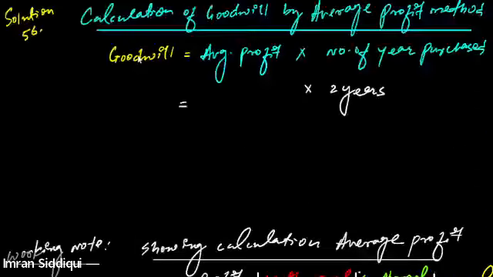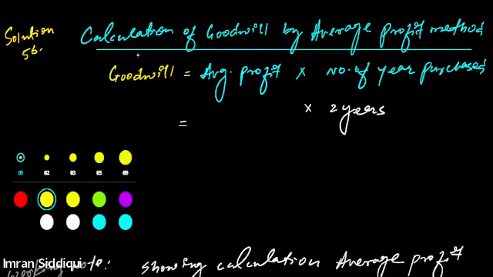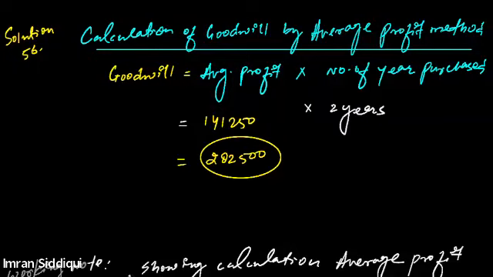Okay, now we'll go to our main working area and write down 141,250 into 2. So the value of the goodwill will be 2,82,500. Yes, sir. Got it? Is this clear now? Shifa, you got the same answer? Yes, sir. All right. So this was all about this question.